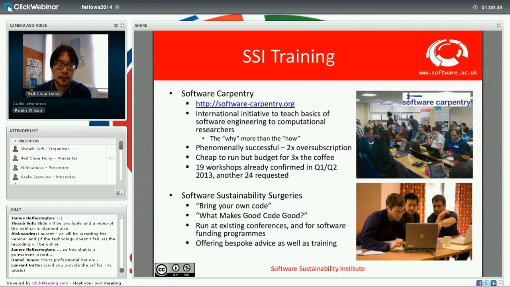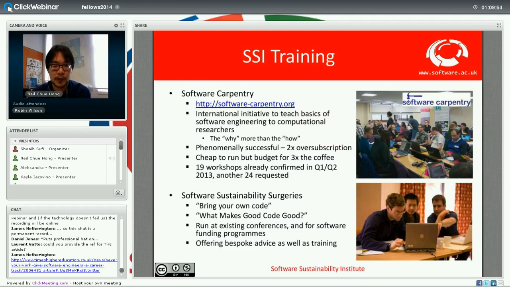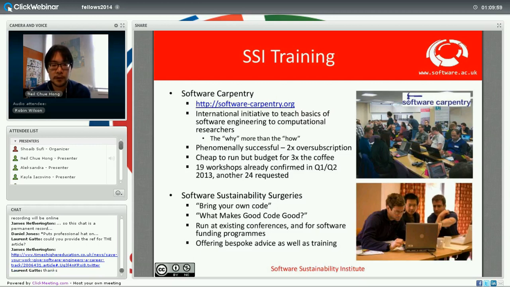And the numbers there are probably a little bit old now. I think this year we've already run ourselves over 12 workshops and helped another 10 to be run by other people. Across the world, there's now a workshop happening every week.